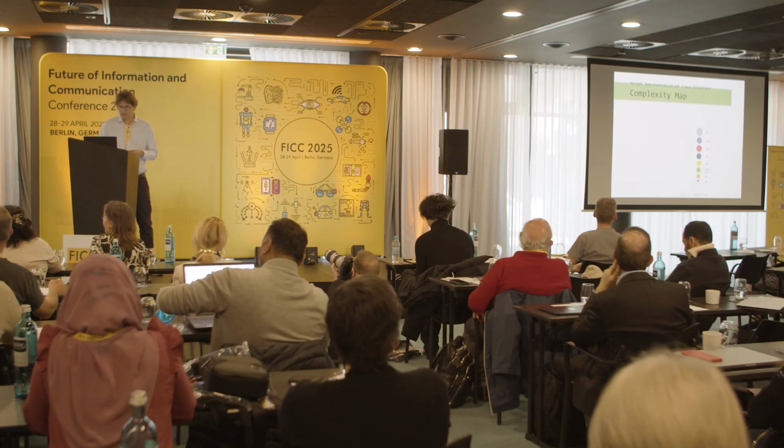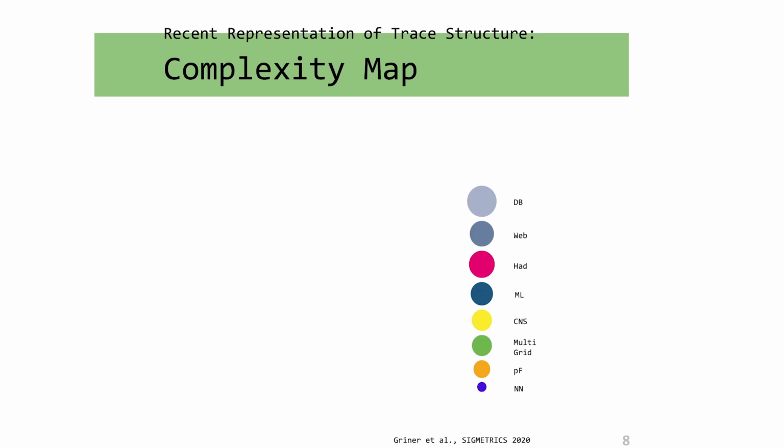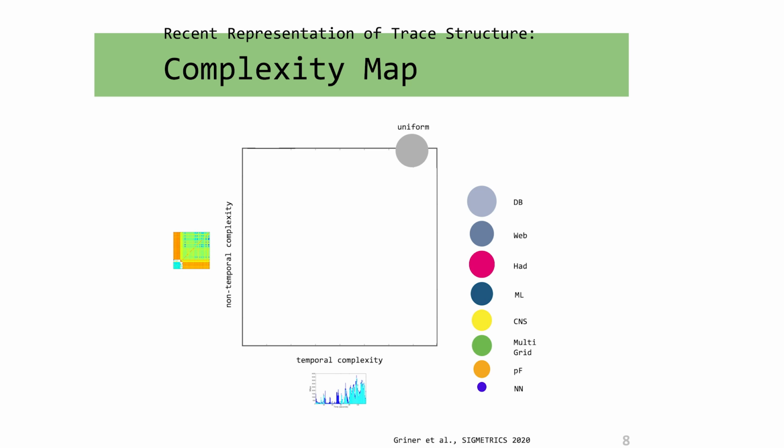I plot here the different structures of different workloads on a 2-dimensional map. It's called the complexity map. On the x-axis, you can see the structure over time, or the complexity over time. Structure and complexity are the opposite.